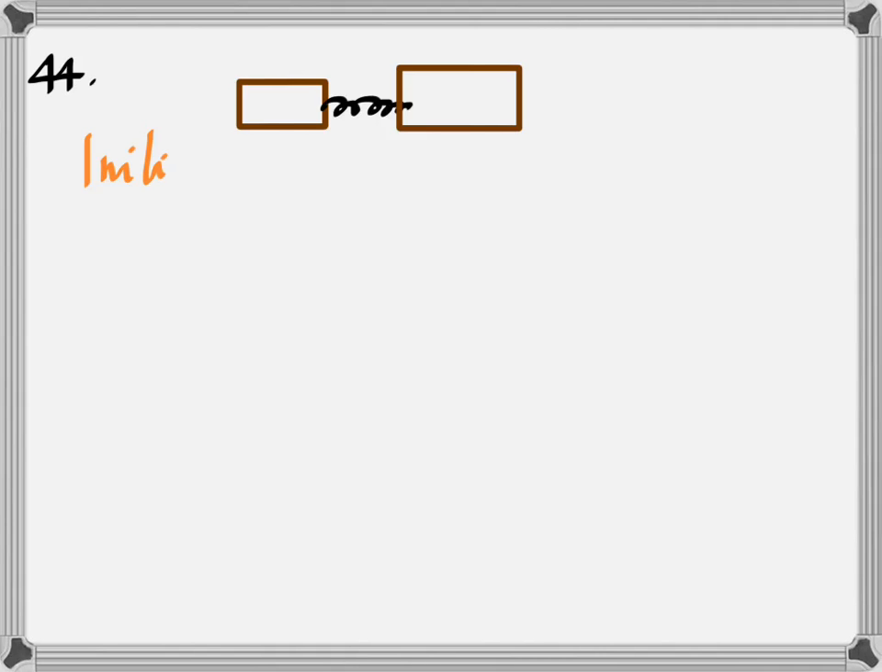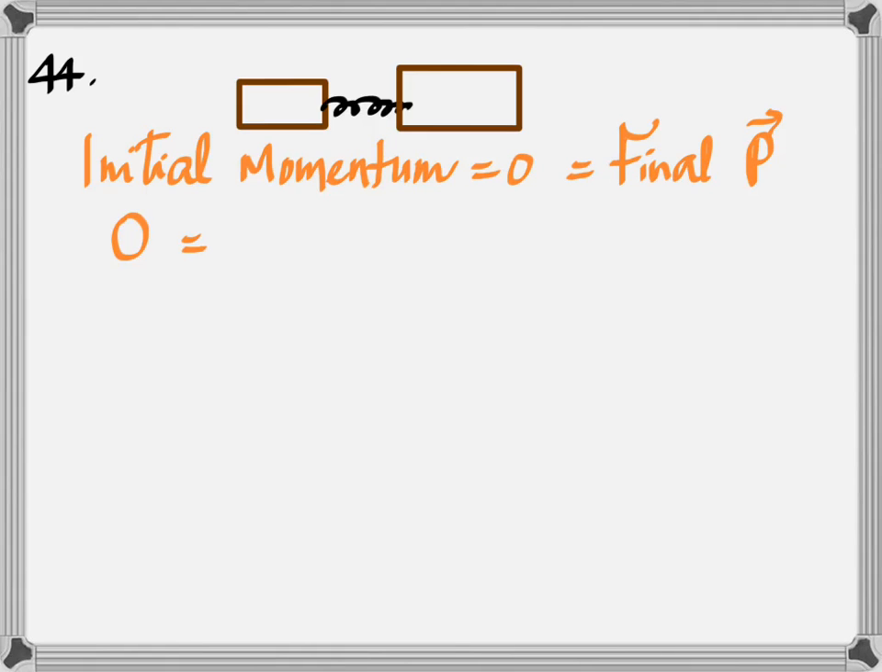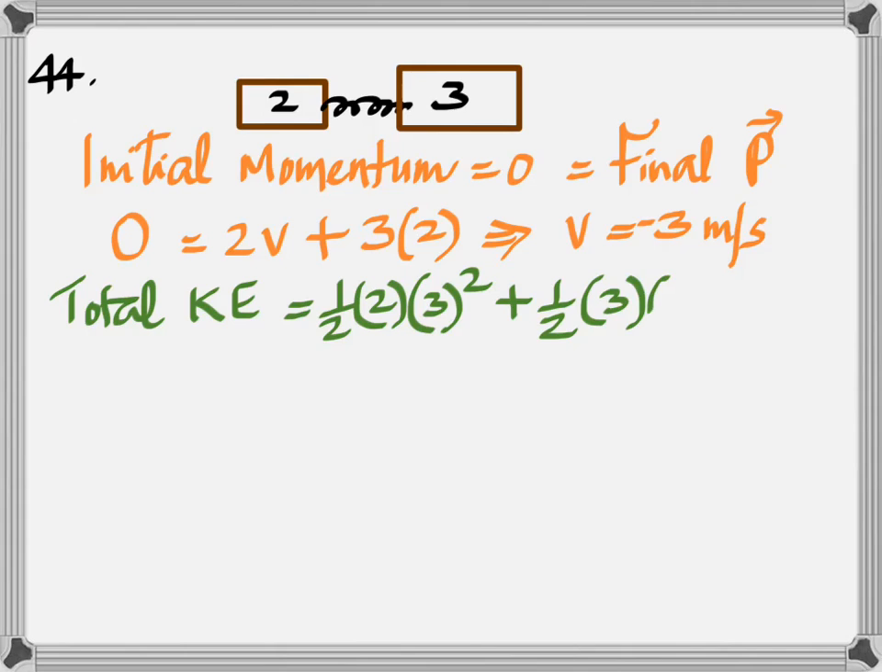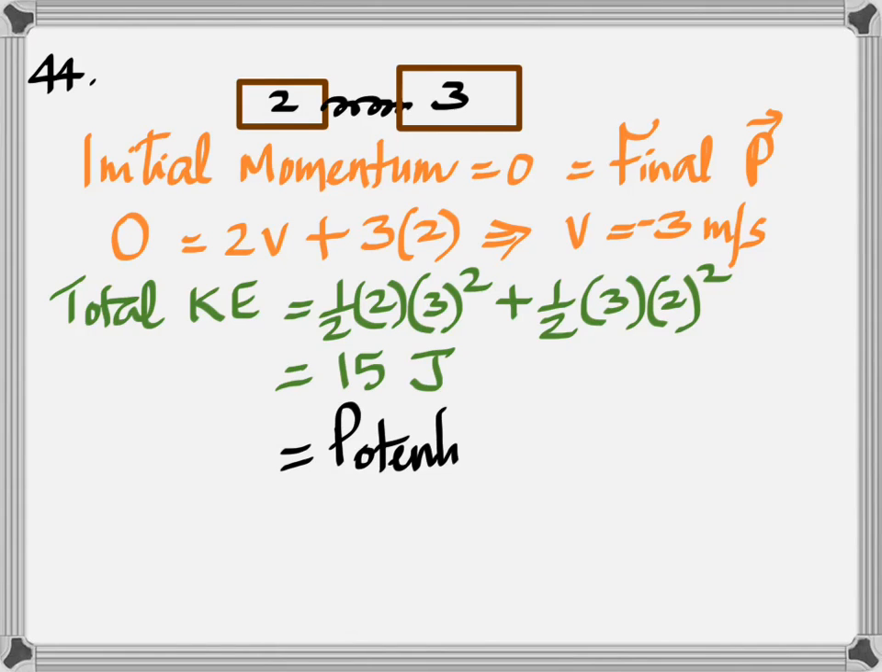Okay, so kind of situation like this. Initial momentum should be equal to final, and initial momentum is 0 because both are not moving. Therefore, 0 is equal to this. So you get the velocity is -3. And then you can find the kinetic energy of both of them, which is equal to 15 joules.